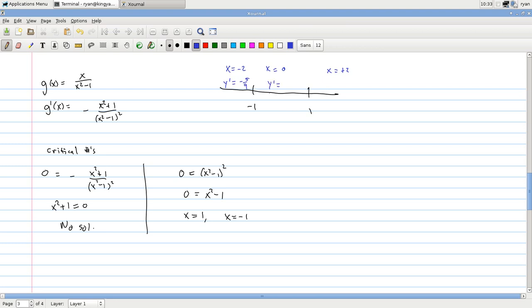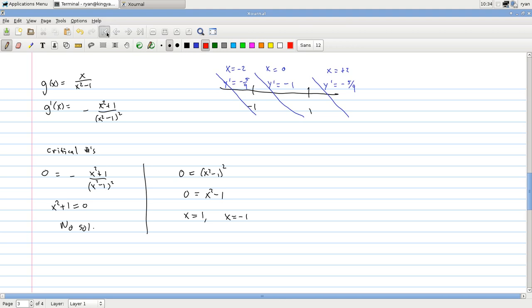Plugging x equals 0 into our derivative, we get y prime is -1. Plugging x equals +2 into our derivative, we get -5/9. Now this -5/9 says that in the first interval the function is decreasing because its derivative is negative. The function is decreasing here because the derivative is negative. And the function is decreasing here, so our derivative is negative. So we see it's decreasing in every one of these intervals. So we see that we have, in particular, no maxes or mins because the function is decreasing on every interval.